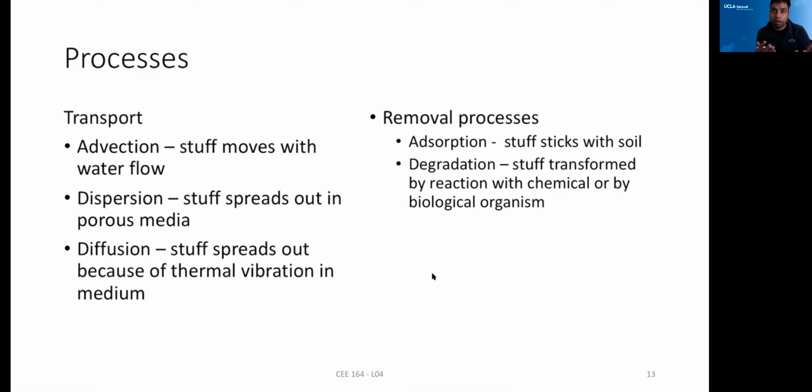One is the flow of water, that's advection. Another is dispersion. Dispersion means that if a pollutant moves and hits a wall or something, the flow is diverted because of obstacles, and that's why it disperses.